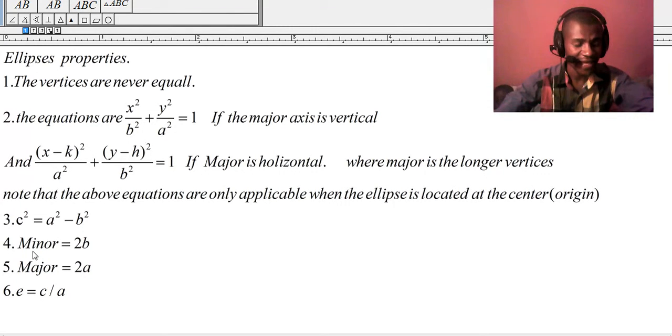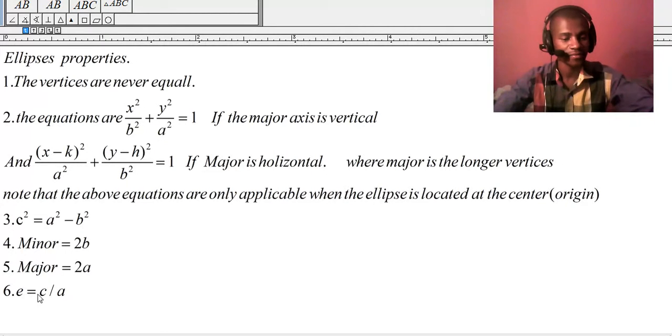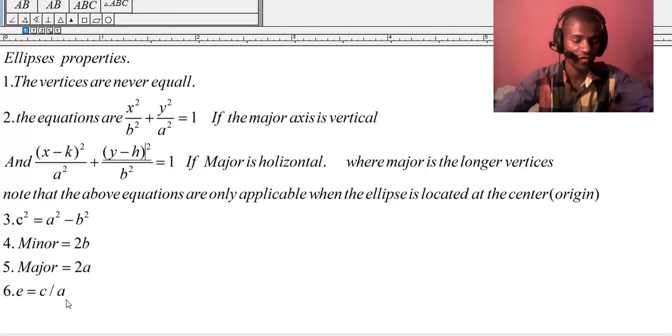And then we are saying the minor, which is the shorter line, is given by 2b, and the major, which is the longer line, is given by 2a. And then e is the eccentricity, which is the extent to which the ellipse is stretched. This is what gives the ellipse its properties. It is given by c over a.